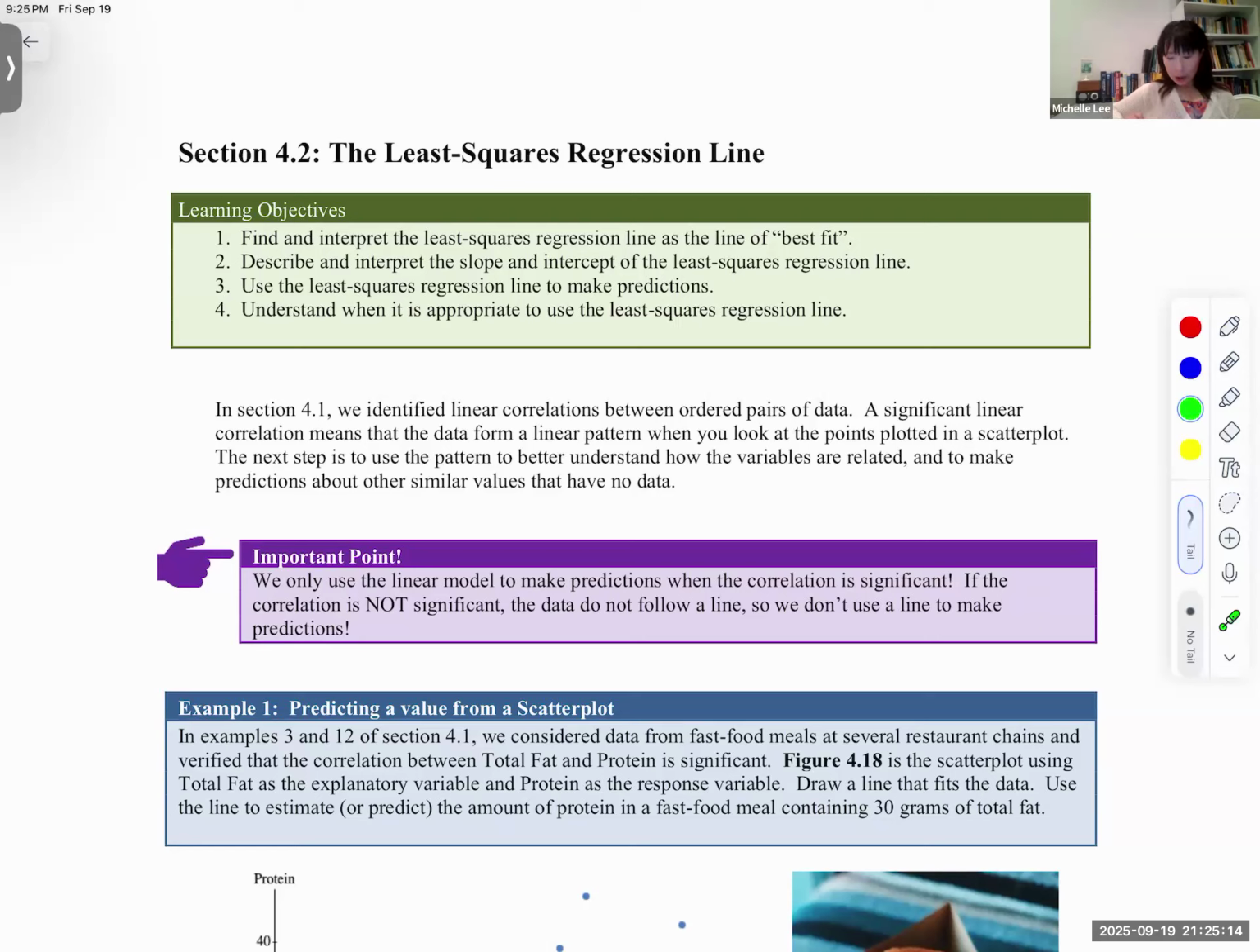We talked about the correlation last time, right? If the correlation is significant, we can draw the line. If it is not significant, we cannot draw the line. So what line are we talking about? Let's take a look.